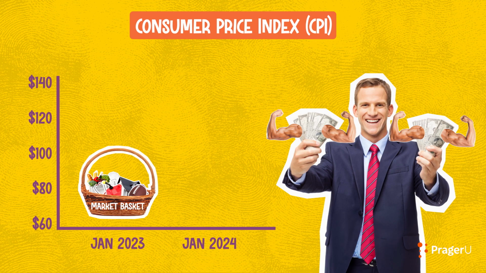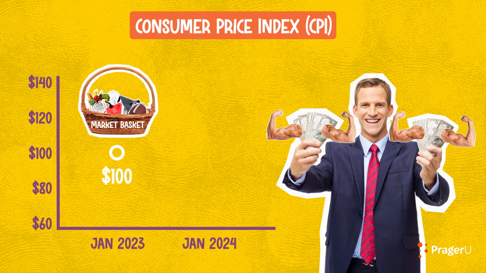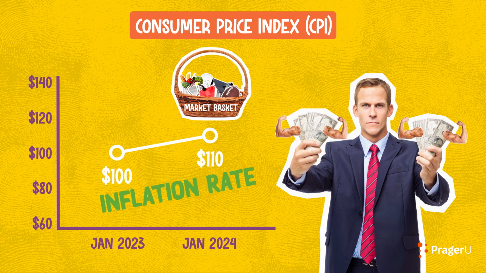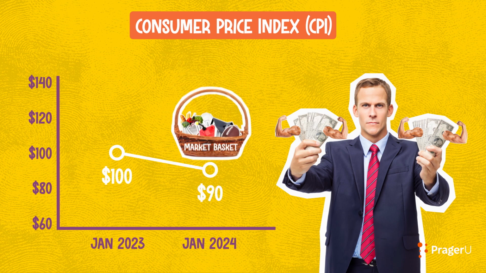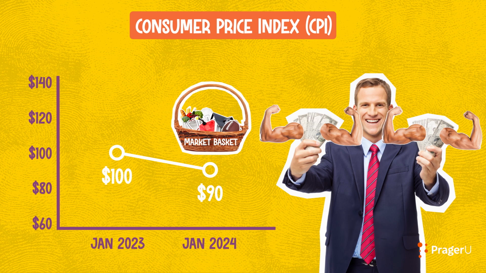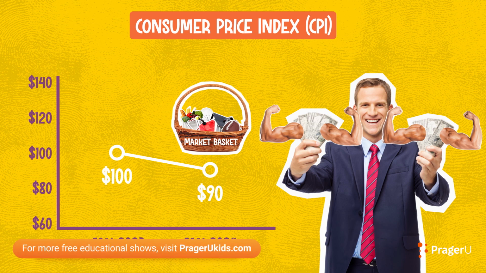Let's say that the basket in January 2023 was $100, and in January 2024, it was tracked to be $110. This growth, called the inflation rate, means that your money has lost purchasing power because the cost of goods has gone up. If instead, the basket was tracked in January 2024 as $90, this negative growth means your money has gained purchasing power because the cost of goods has gone down. This is also known as deflation.